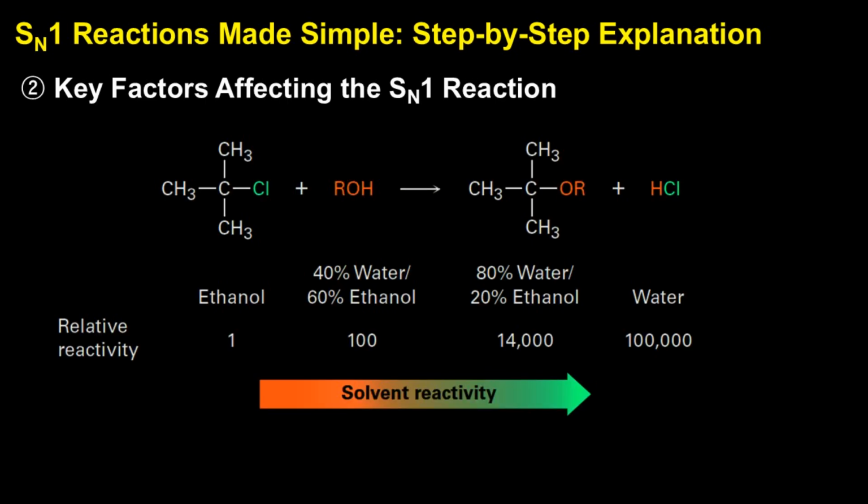Now let's see what the actual data tells us. A tertiary alkyl halide reacts slowly in pure ethanol, but once you start adding water, a more polar solvent, the rate shoots up. With 40% water and 60% ethanol, the reaction is 100 times faster than in ethanol alone. At 80% water, it's 14,000 times faster. And in pure water, the rate is 100,000 times faster than in ethanol.